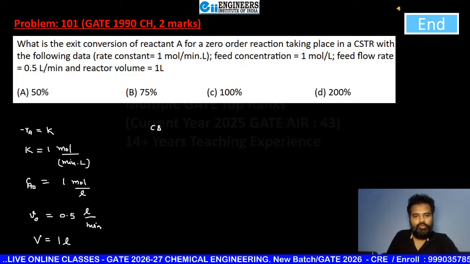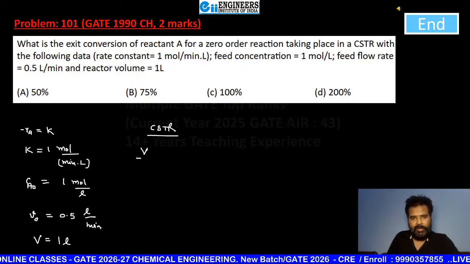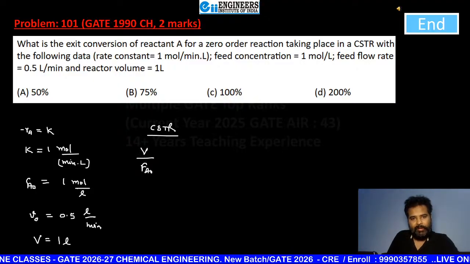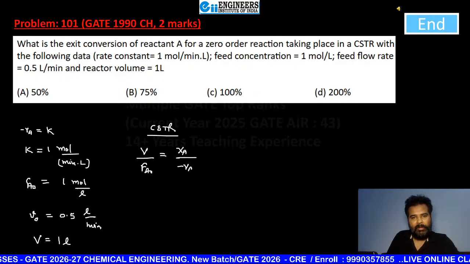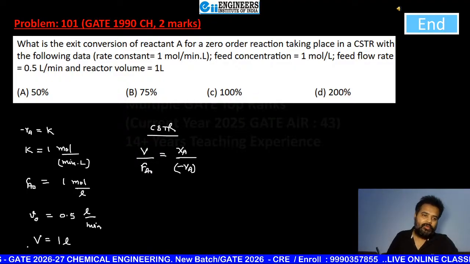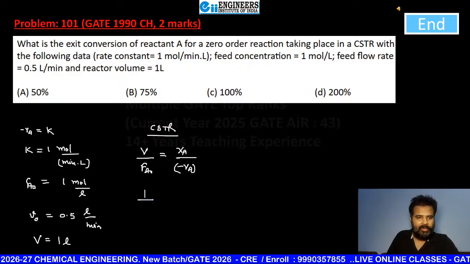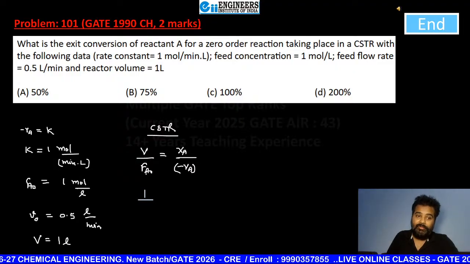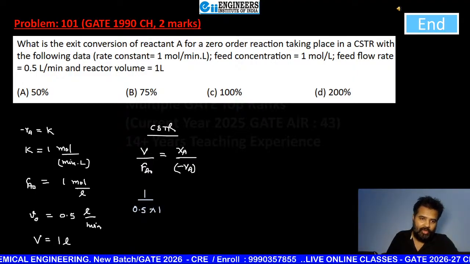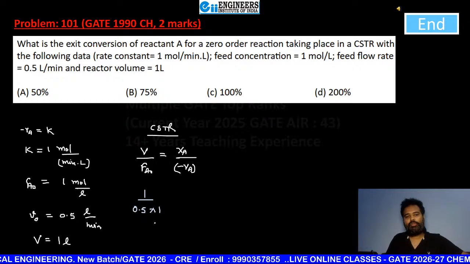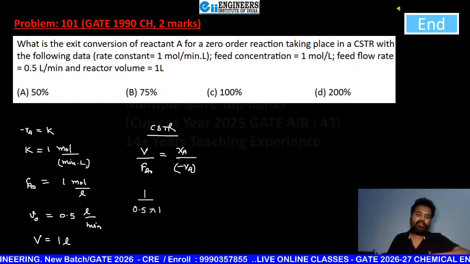Now you know the design equation for CSTR, that's V by FA naught equals to XA by minus RA. Now just put values. V is 1 liter, in liter. FA naught is converted as V naught into CA naught. So V naught into C naught, liter cancel, mole per minute. So mole per minute here we are getting, and here liter. So mole, minute, liter, consistent.